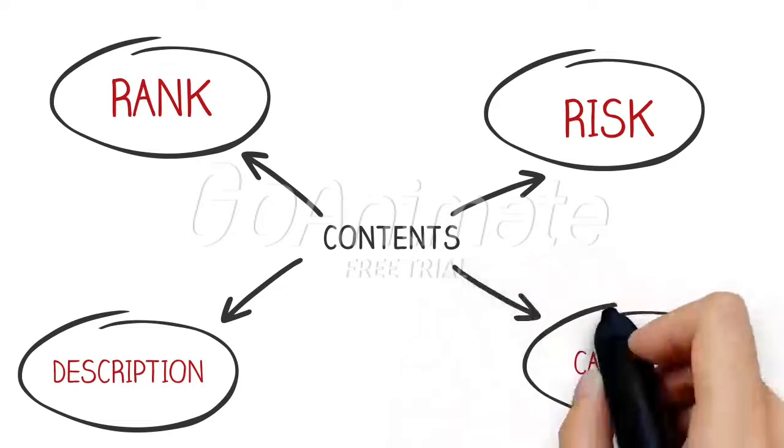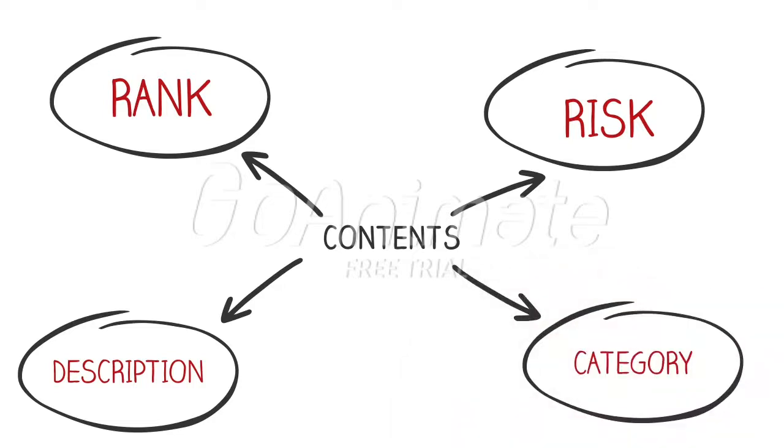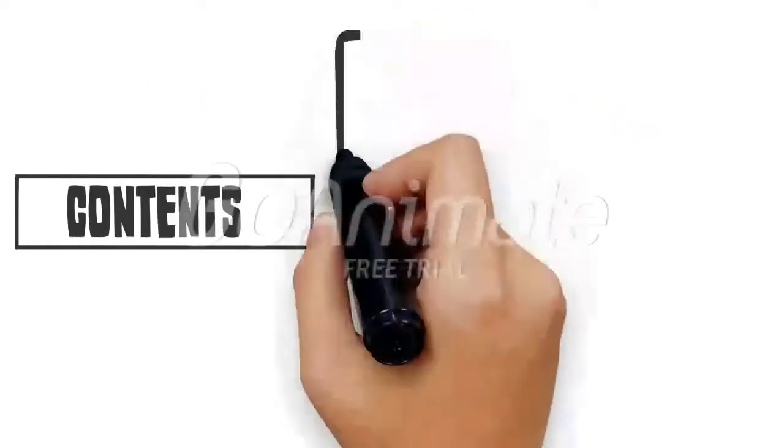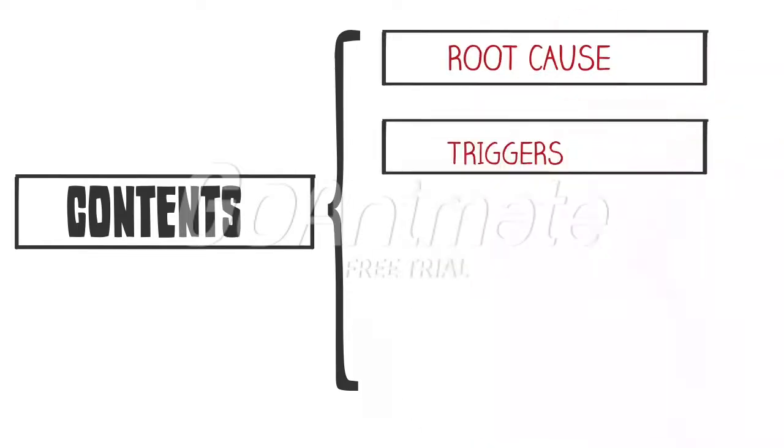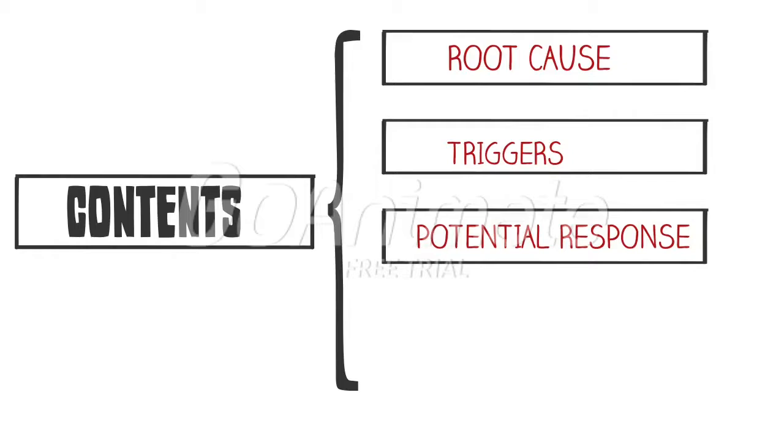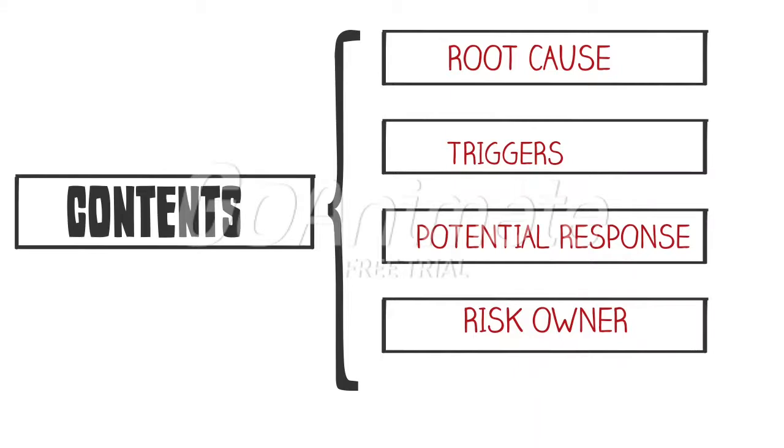Category. This is where to categorize the risk, whether it is a market, financial, people, technology or structural risk. Root cause. This column is about the cause that would be causing the risk. Triggers. Triggers is something which indicates that a risk is about to occur or has already occurred. The next one is potential response. Potential response is the action to be taken if the risk occurs. Risk owner is to identify who is the owner of the risk, who is responsible for tracking the risk. Also, the risk owner needs to manage the risk response if the risk occurs.